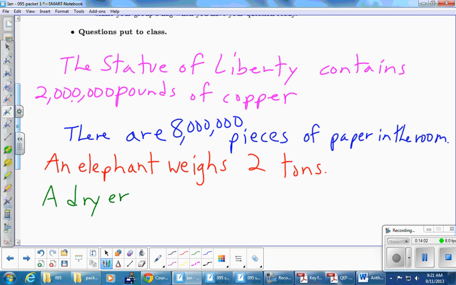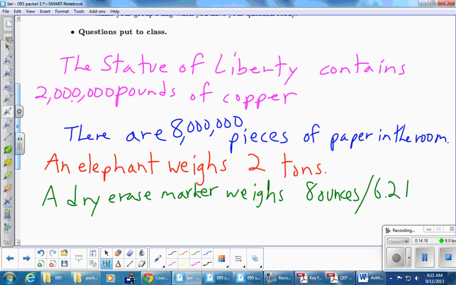And a dry erase marker weighs, okay, we're just going to write both answers. 8 ounces. What was the answer? What did you say, Joe? Was it 6.2 kilograms? Just making stuff up.